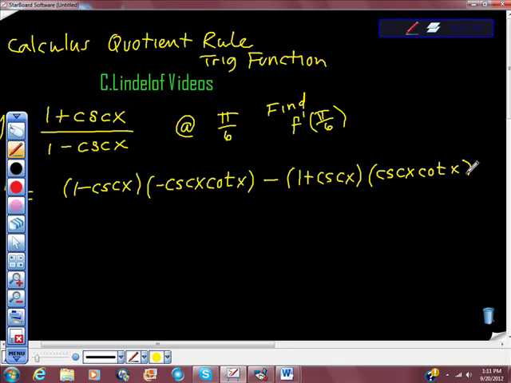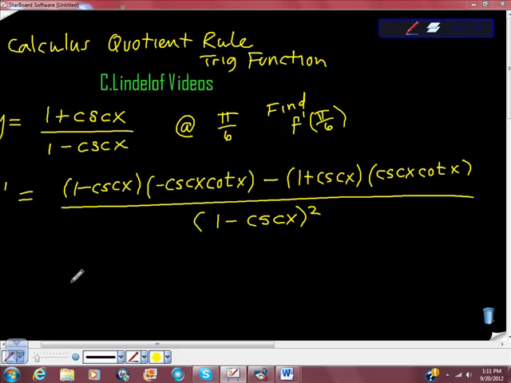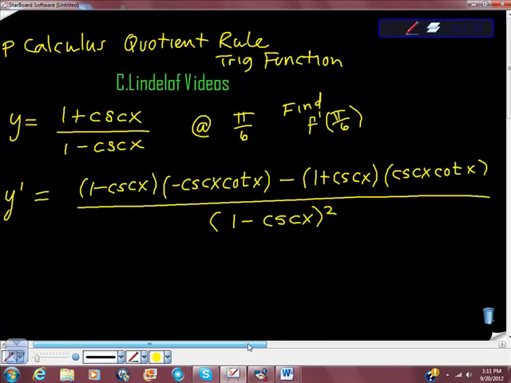Am I doing okay? Yes? Okay, good. So, Dr. Mackey, then what I'm going to do here is remember that this is quotient rule, so I'm going to take the g of x, and I have to square that. So here it is here, cosecant x quantity squared. All right? So am I good so far? Yeah, you're good.